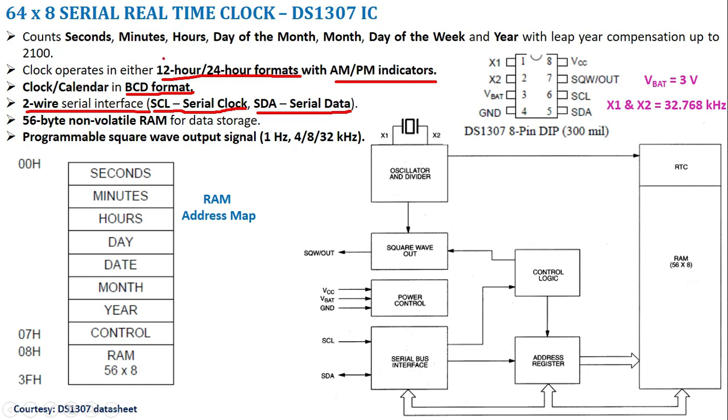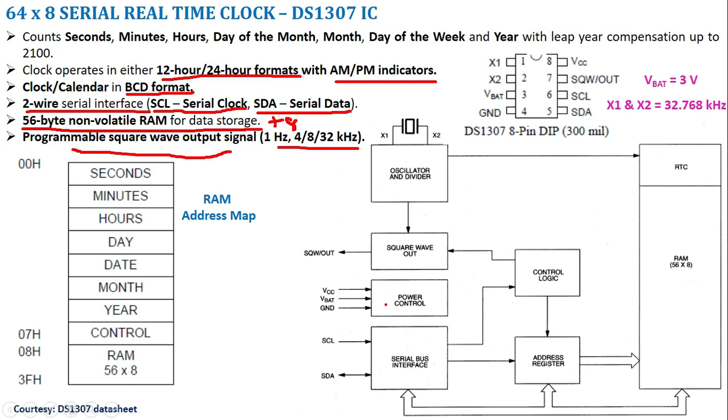In addition to this date and time information, we can also have 56 bytes of non-volatile RAM memory. It can be used for data storage. Altogether it is 64: 56 bytes for non-volatile RAM plus 8 bytes for your time and date information, which we can store in this IC. And as I said, we have a programmable square wave output. 4 different frequencies can be generated: 1 Hertz, 4 kilohertz, 8 kilohertz, and 32 kilohertz.